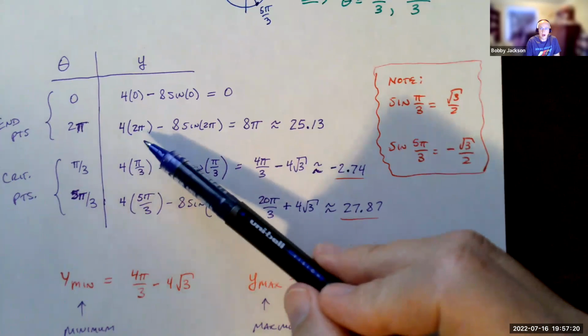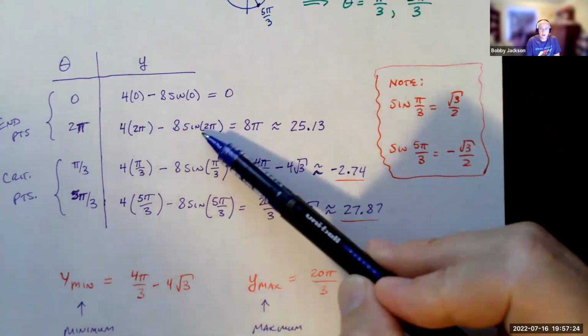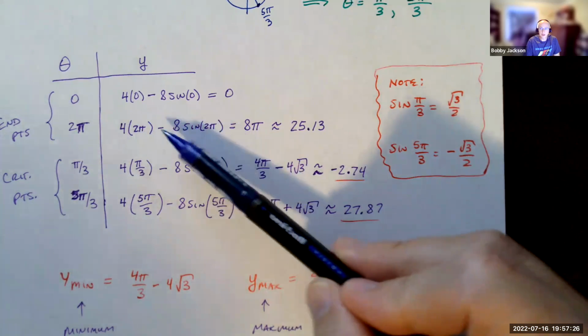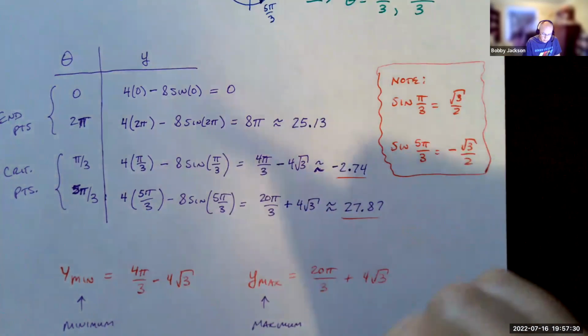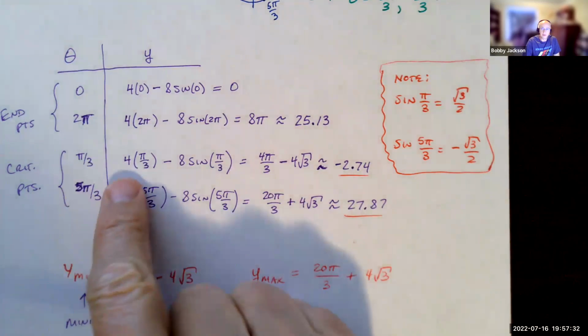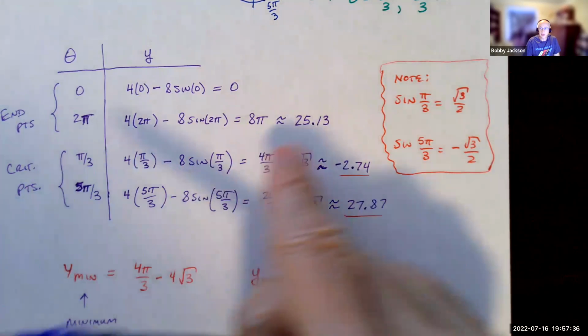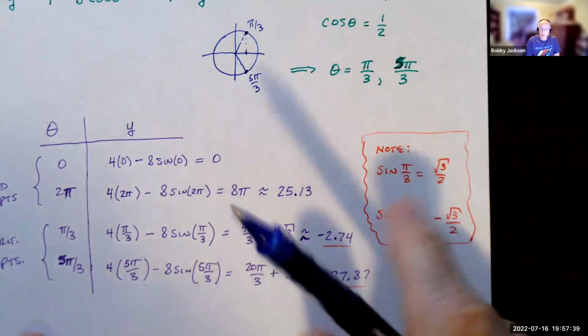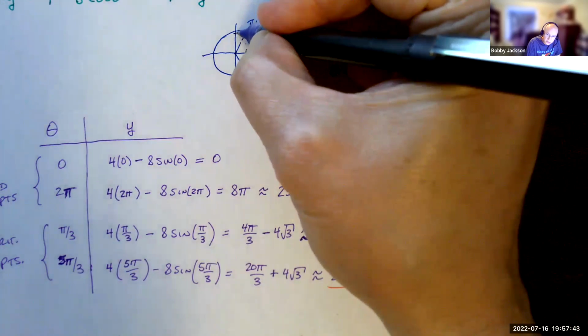I plug in 2 pi, 4 times 2 pi is 8 pi. Sine of 2 pi is also 0. So this whole expression is equal to 8 pi, which is about 25.13. Now pi over 3, I've got 4 times pi over 3 minus 8 sine of pi over 3. Well, sine of pi over 3 is the y coordinate. At pi over 3, the y coordinate is way up here. It's at square root of 3 over 2.